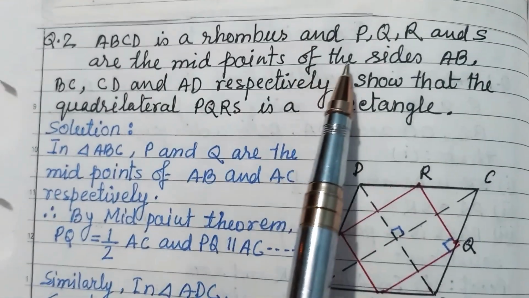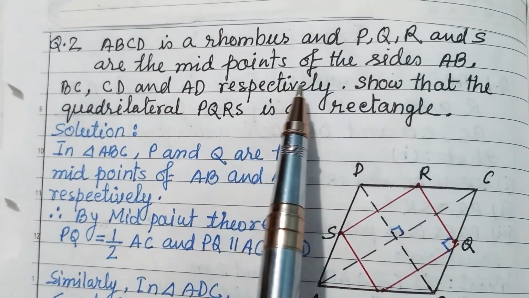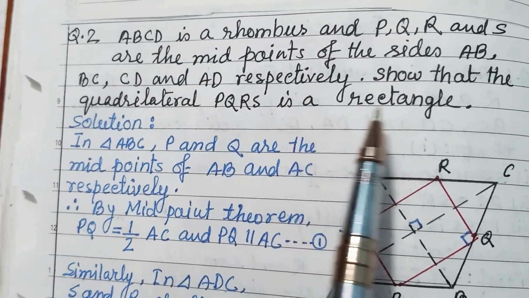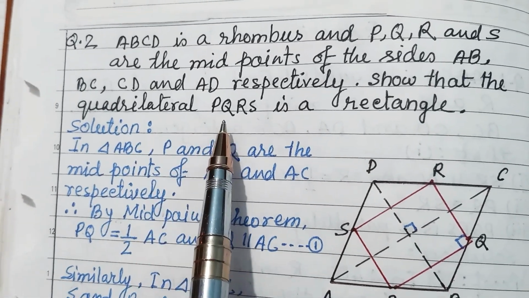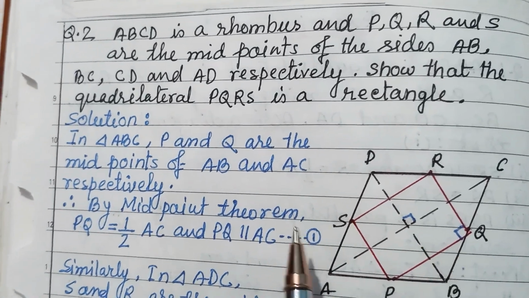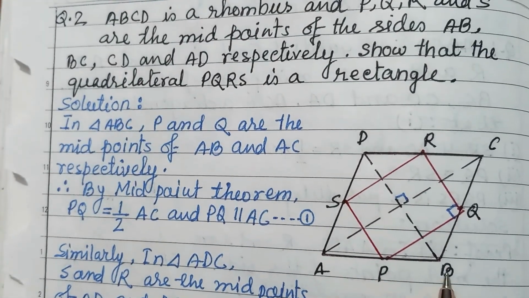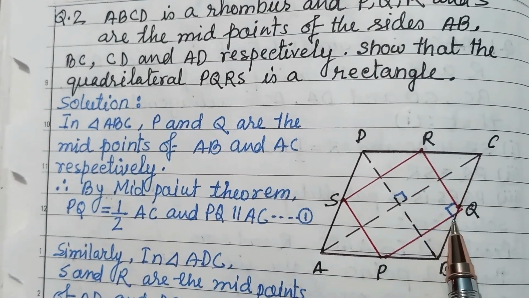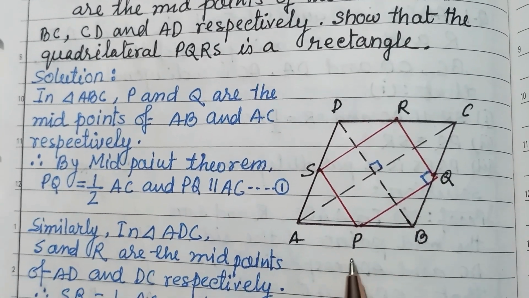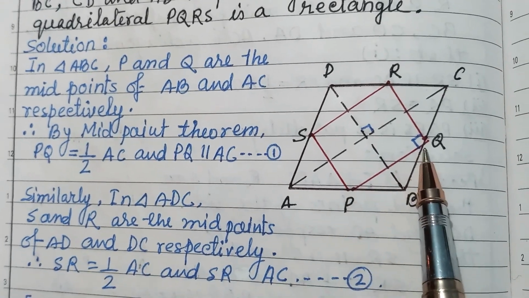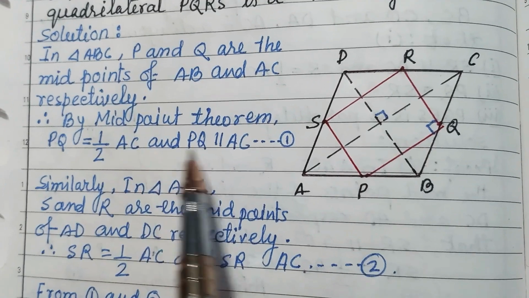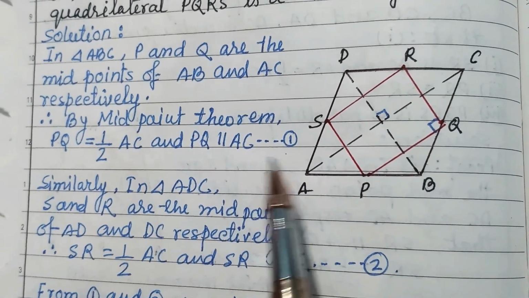ABCD is a rhombus and P, Q, R, S are the midpoints of the sides AB, BC, CD and AD respectively. Show that the quadrilateral PQRS is a rectangle. Now, in triangle ABC, P and Q are the midpoints of AB and BC, respectively. By midpoint theorem, PQ is half of AC and PQ is parallel to AC. Okay. Now, first point we have got.